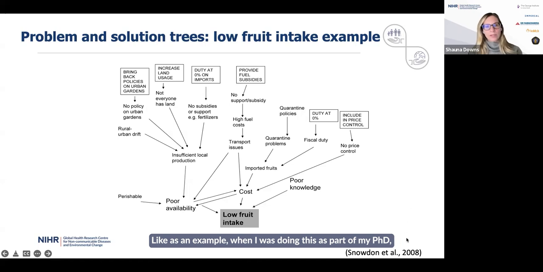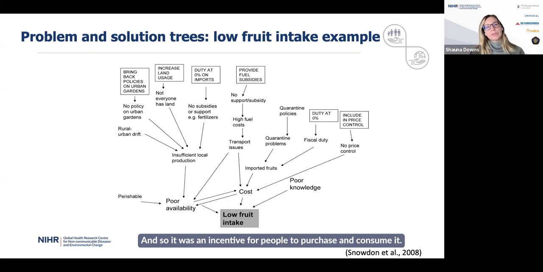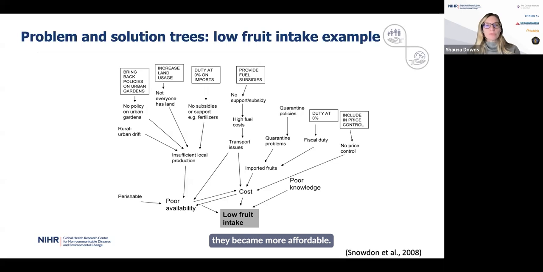Like as an example, when I was doing this as part of my PhD, one of the solutions that I came up with based on doing the supply chain analysis was to increase the duty or the tax on imports of palm oil because it was so cheap and so widely available. And so it was an incentive for people to purchase and consume it. So if you were to increase the price of that, then the idea is that people would shift maybe to other oils if they became more affordable. And that was not politically feasible at all because palm oil is just so cheap.